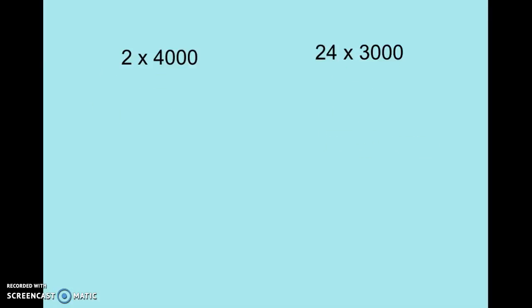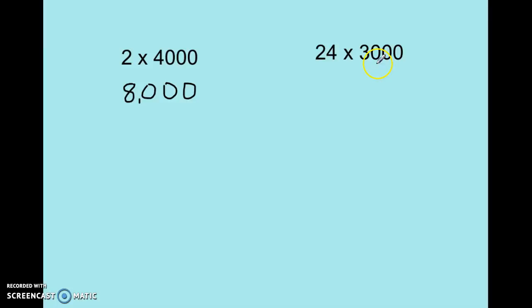Let's go ahead and go on to this page, and I want you to give it a shot. So why don't you try 2 times 4,000? All right, let's see how you did. 2 times 4 is 8. Again, I'm looking at the numbers that aren't zeros first. And then I count my zeros. 1, 2, 3. Add on my 3 zeros. You should have gotten 8,000.